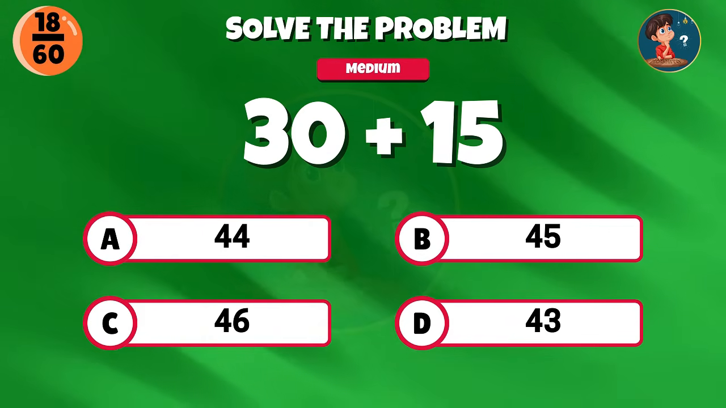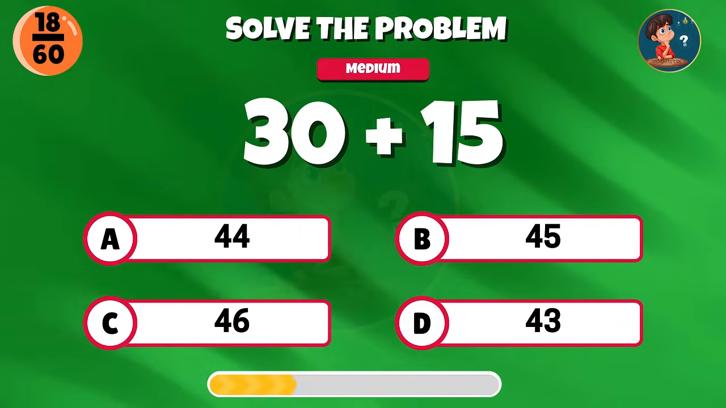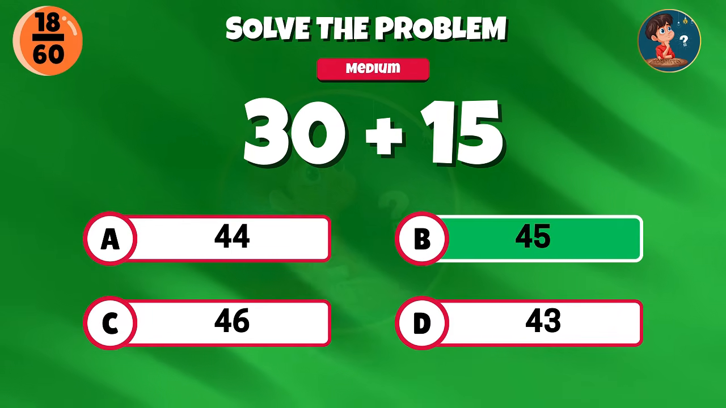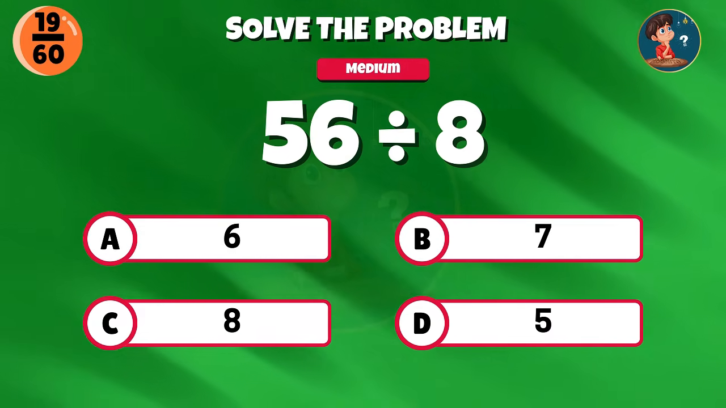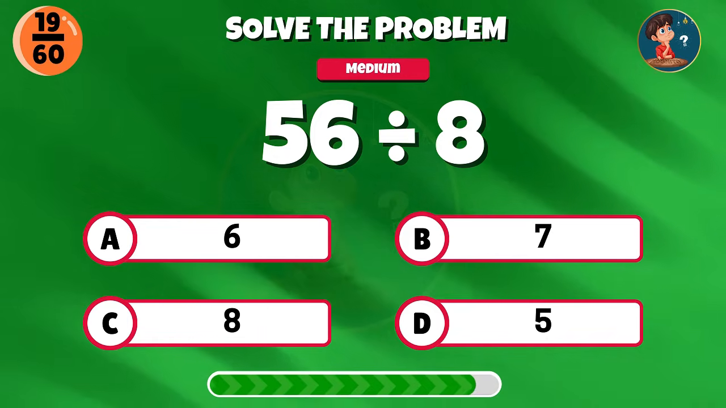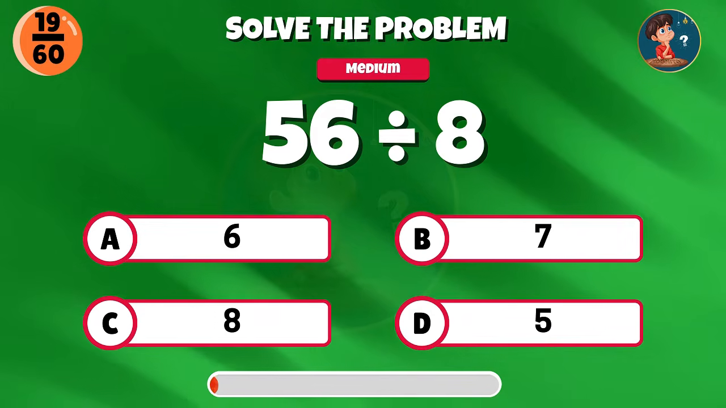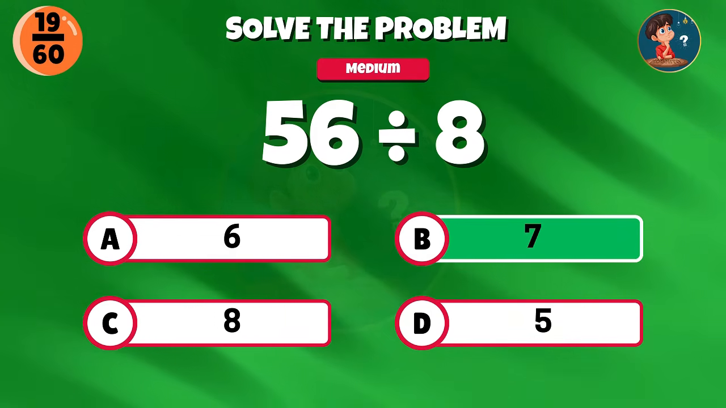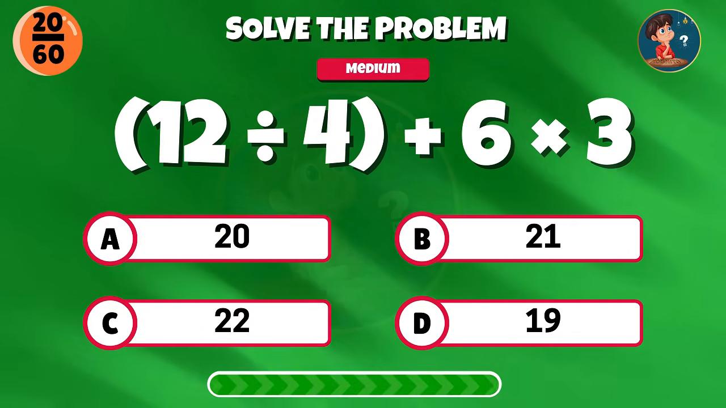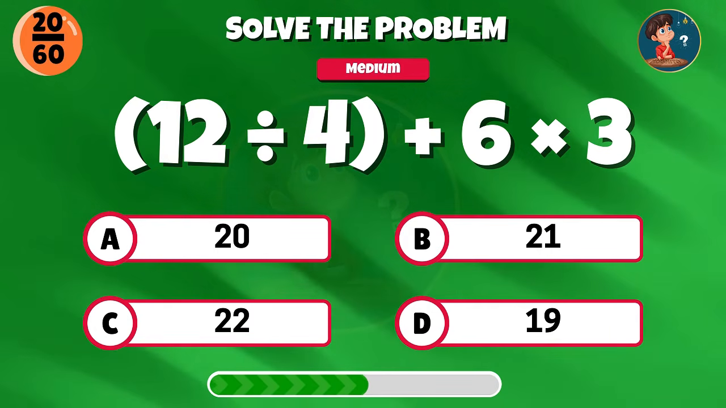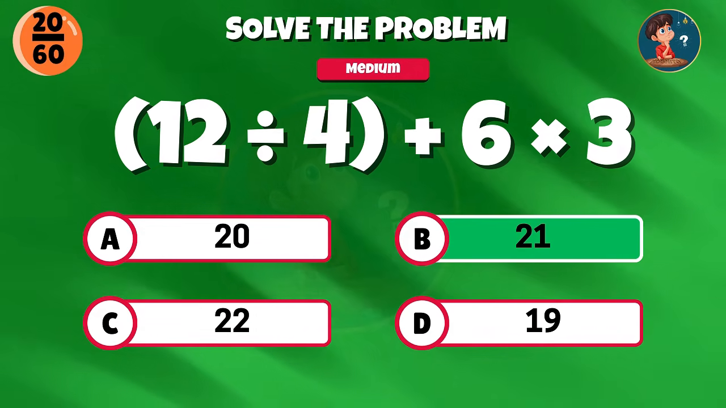Add 30 to 15. What do you get? That's right, it is 45. Think carefully. 56 divided by 8. What do you get? That's right, you get 7. 12 divided by 4 plus 6 times 3. Well spotted, you get 21.